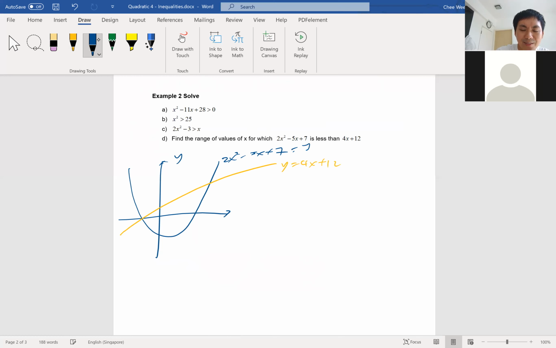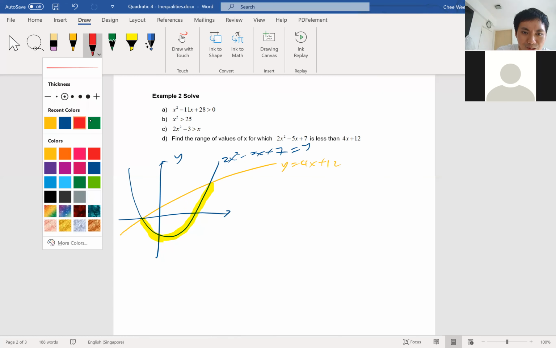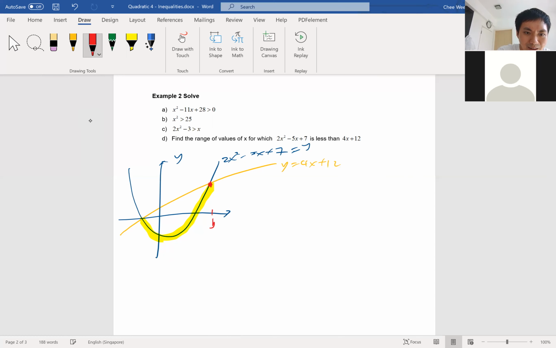So theoretically, if I actually just plot the graphs out like this, I'm solving for the range of values for which the blue graph is below the orange line. Agree? So which will be this range of values, and then for the answer, I must go and solve for the intersections, which is this B and A. So the solution is actually A less than x less than B. Between A and B, the blue graph is always below the orange line.